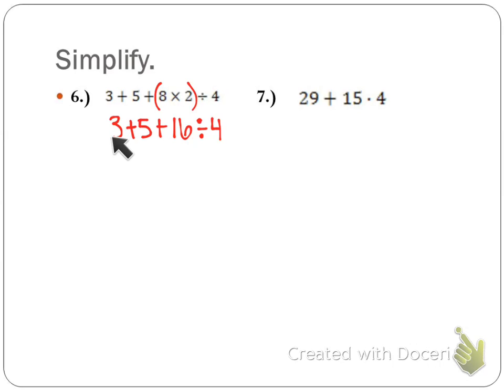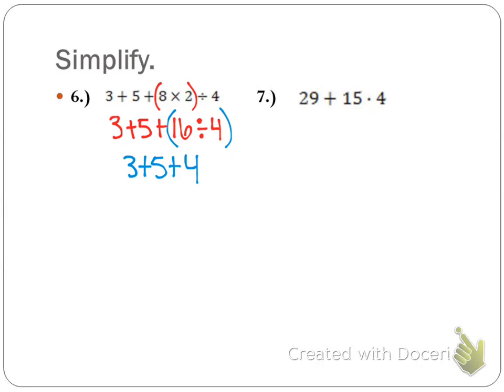And then I rescan. Addition, addition, division. We should do the division next. So we are going to do the 16 divided by 4. Everything else in front of that stays the same. 16 divided by 4 is 4. Very good. The rest of it now is all addition.